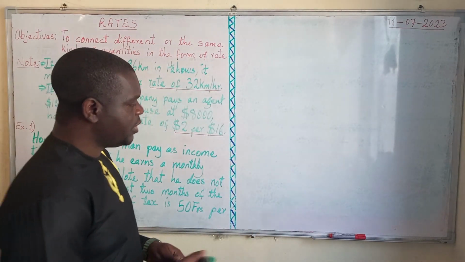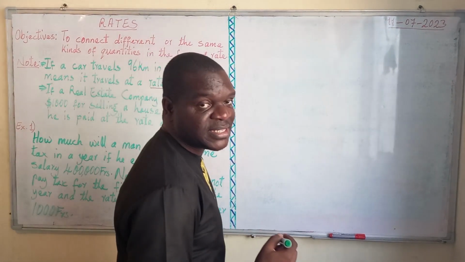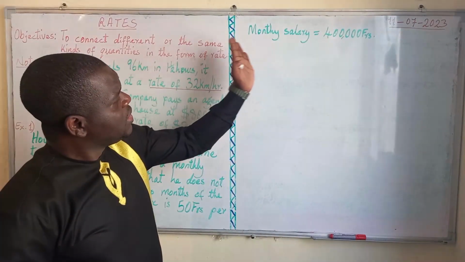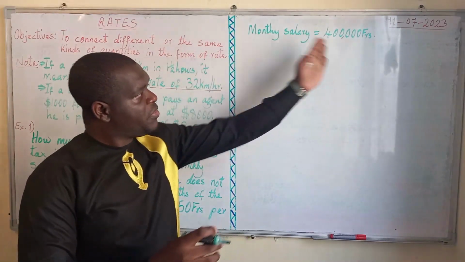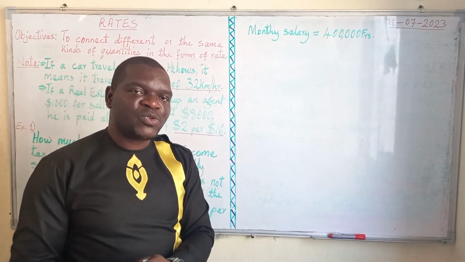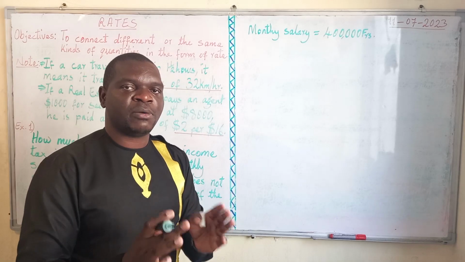Going to the solution, the first thing to identify is the monthly salary. In a month, he earns 400,000 francs. From the monthly salary, we can calculate the annual salary or the whole income for the year.